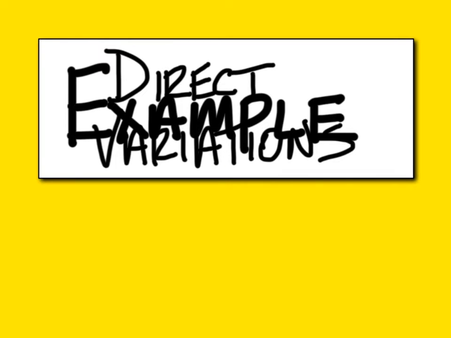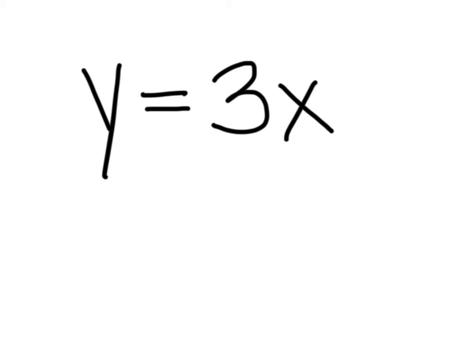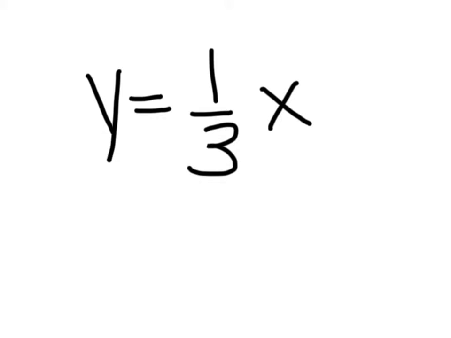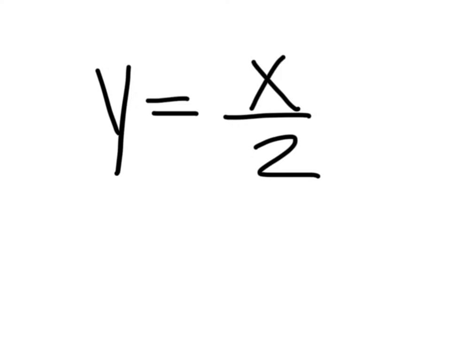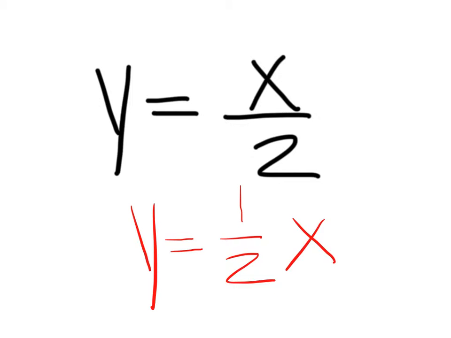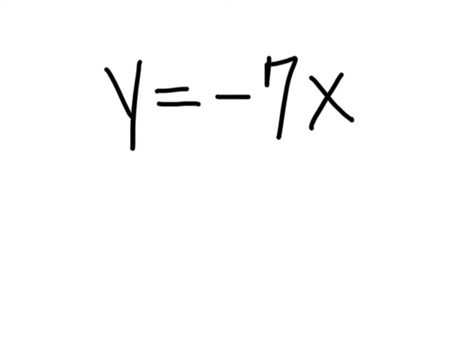So the following are items that are direct variations. If you have to identify one, then you should look at this list and know that these represent direct variations. Like we just did, y equals 3x. That's a direct variation. Y equals 1/3 x. That's a direct variation. If you have y equals x over 2, that is a direct variation. That's the same thing as saying y equals 1/2 x. Y equals negative 7x. That's a direct variation.